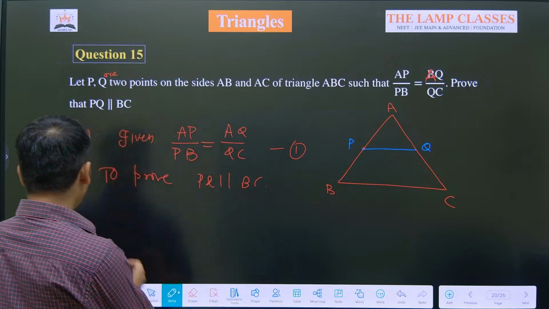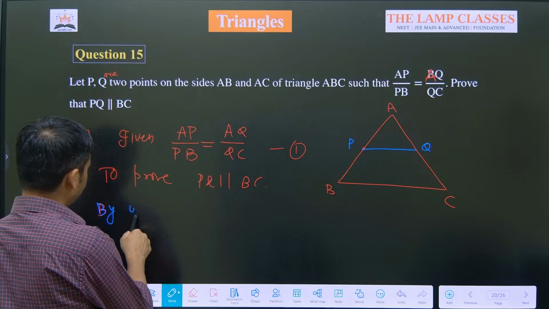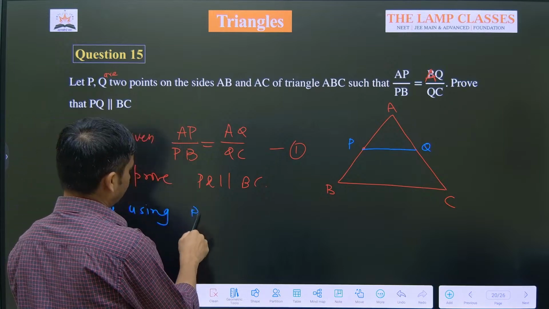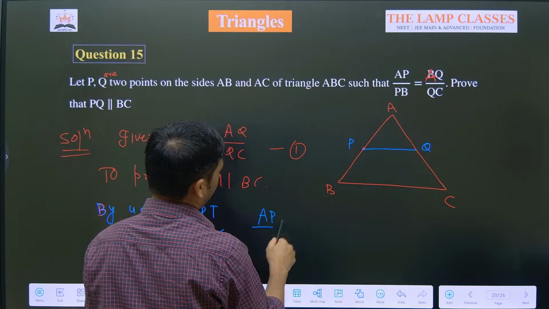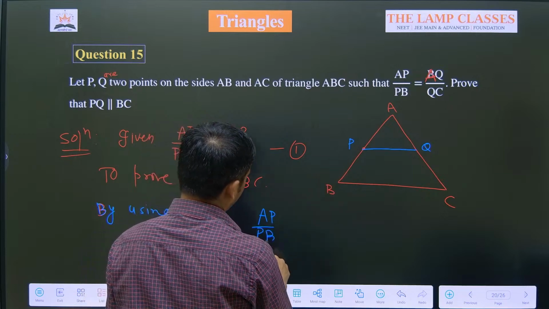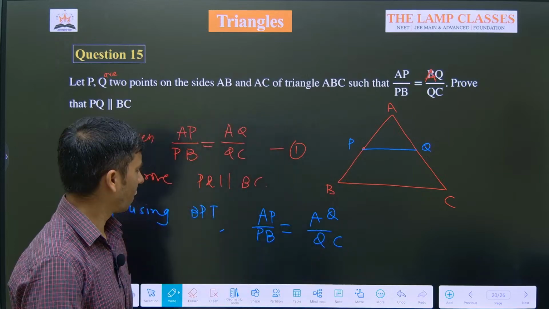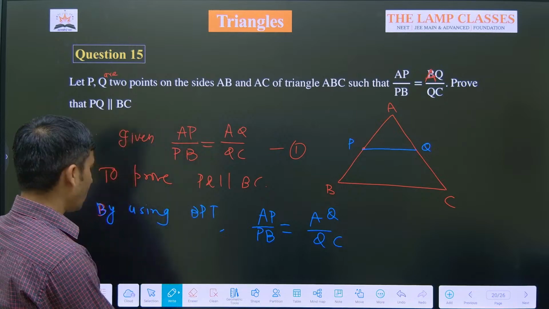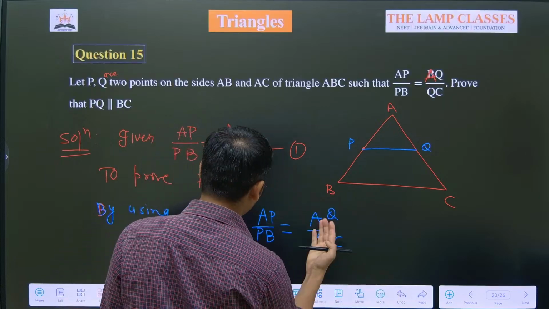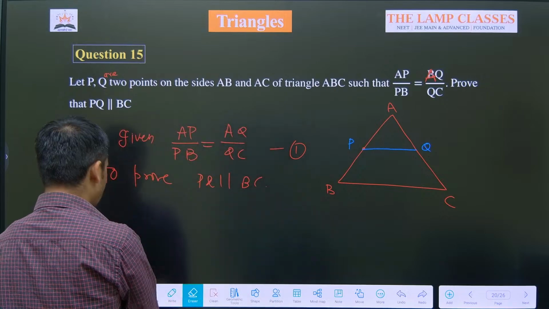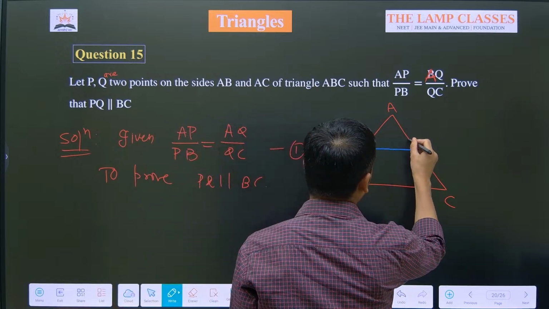So now we know that, by using the basic proportionality theorem, BPT, AP upon PB is equal to AQ upon QC. We know that, right? Now a construction is required. If we all remember, we need one small construction. We take a point on either this side or this side. Let's take it here.